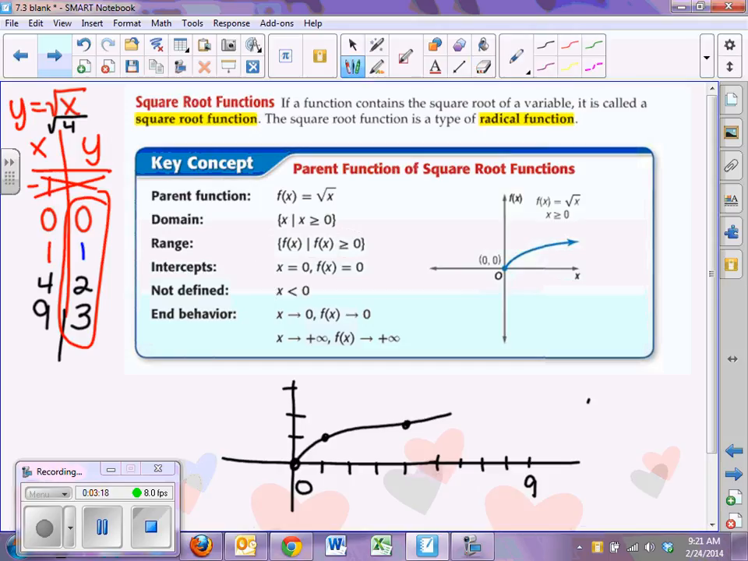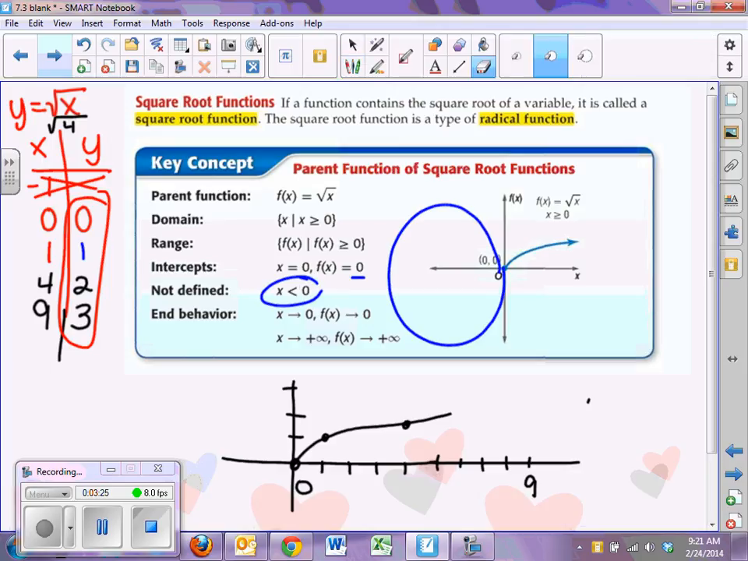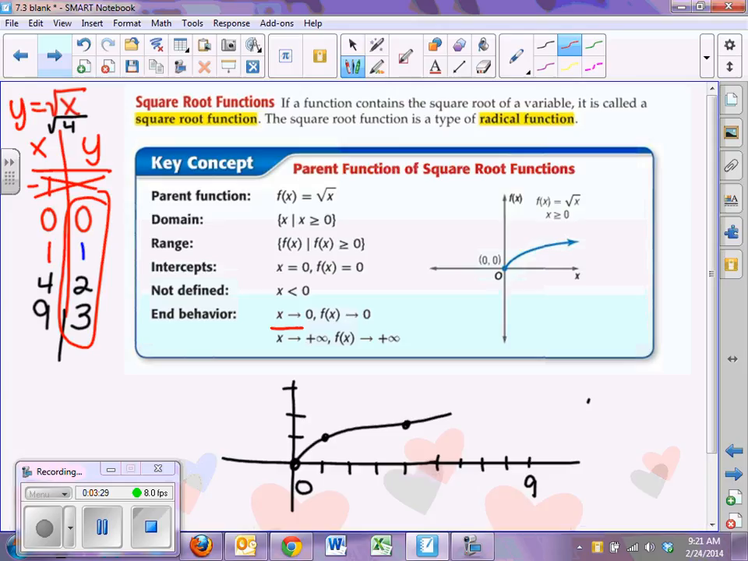The intercepts are basically 0, 0. It's not defined over here when x is negative. And the end behavior is this. As x approaches 0, the y approaches 0. And then as x approaches positive infinity, the y is going upward ever so slowly, so it's going toward positive infinity.